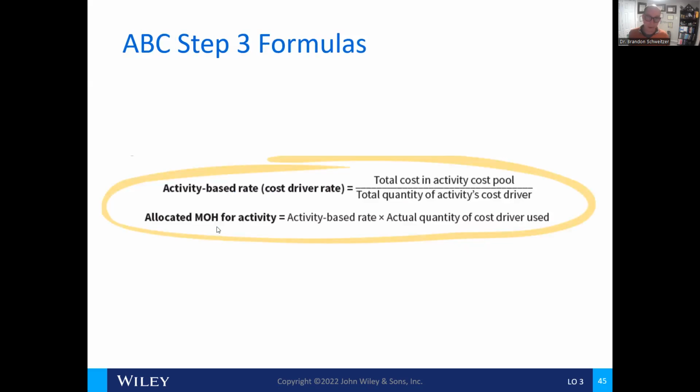So the formulas: activity-based rate, or the cost driver rate, is calculated by taking the total cost in the activity cost pool divided by the total quantity in the activity cost driver. And for the allocated manufacturing overhead rate for the activity, we take the activity-based rate from above times the actual quantity of the cost driver used.